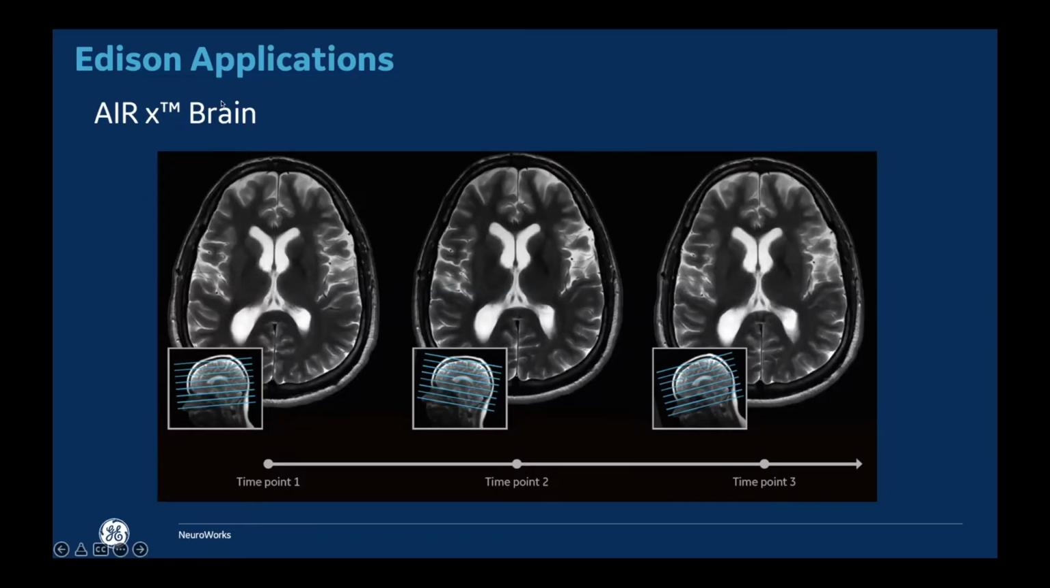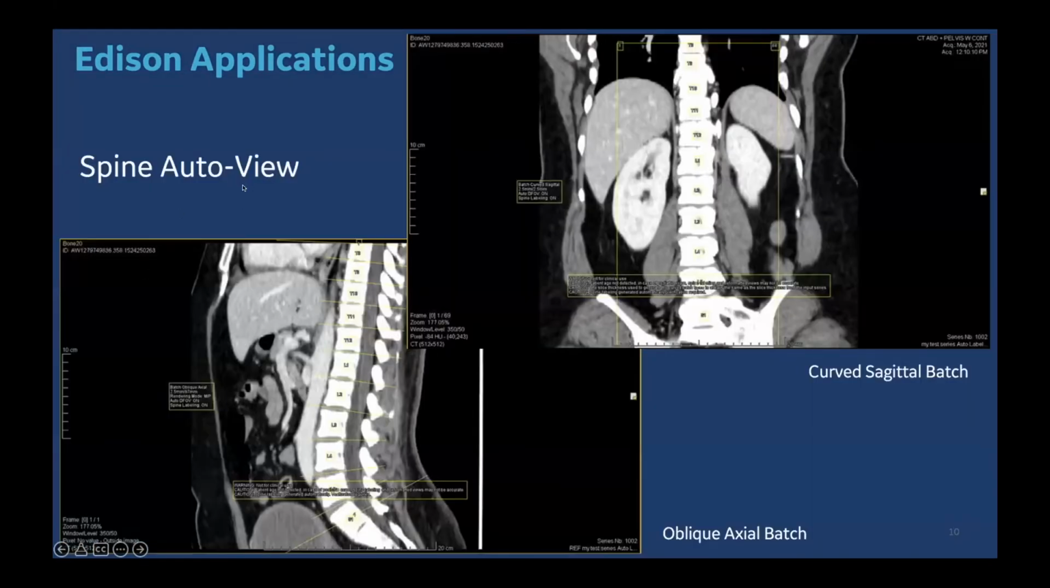Therefore, one of the applications that can be orchestrated by our Edison OpenAI orchestrator, which is based on Conductor, is the AI Autorex, right? Here's an example for the brain, and we can give those auto lines that you see here, and this can be used as a reference by the technician, so he can just follow the AI to position the patient. Another one: you have two views of the spine, and you want to do auto labeling of the spine, right?